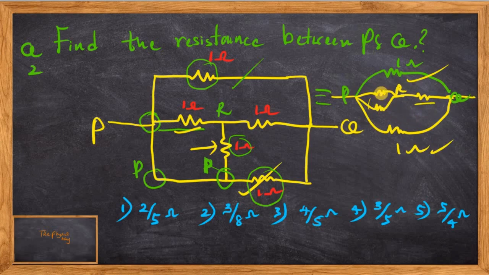So I'll keep adding, like 1 and 1. I hope you understand, 1 and 1, it's 0.5, right? So that plus this one, 1.5. So we have 1.5 ohm resistors in between PQ now. So we have 1, 1.5 and again 1 in parallel. So let's add them now.